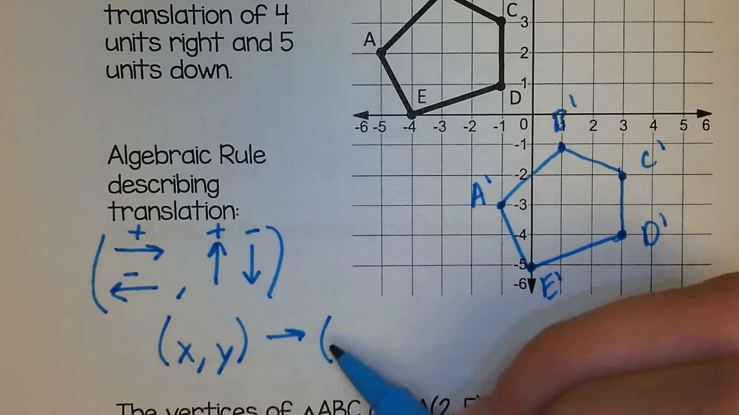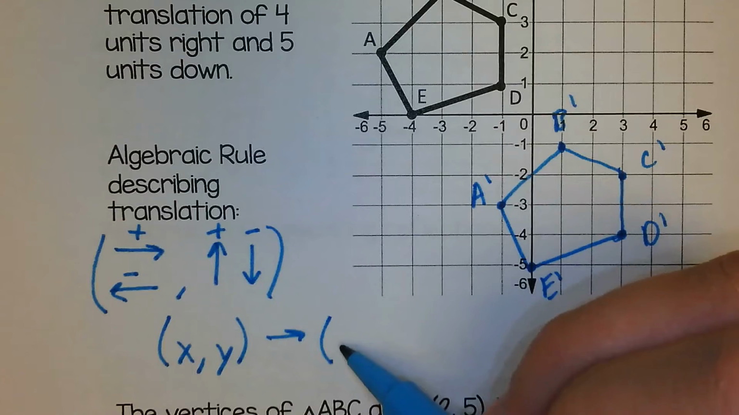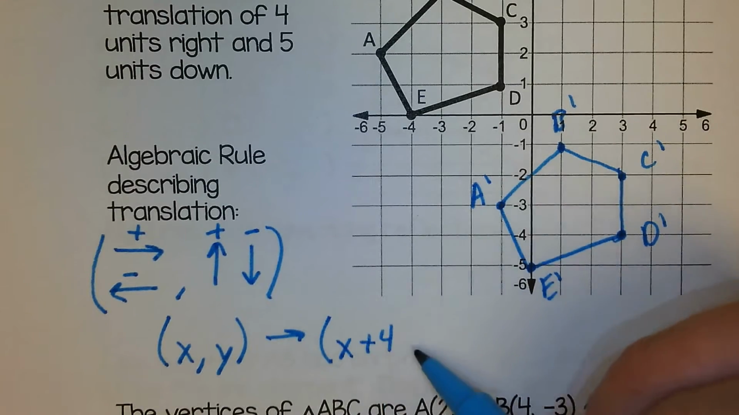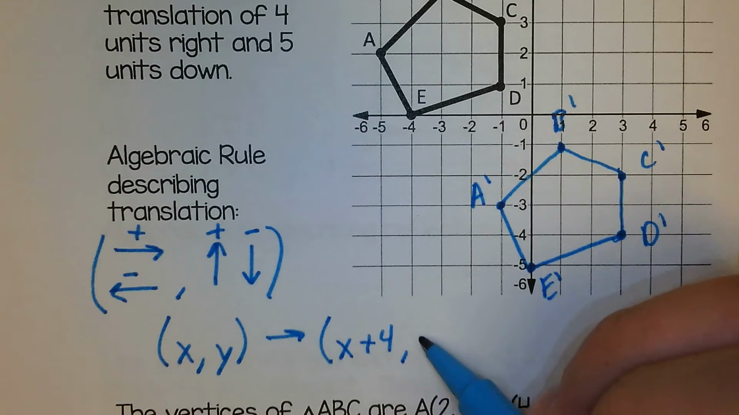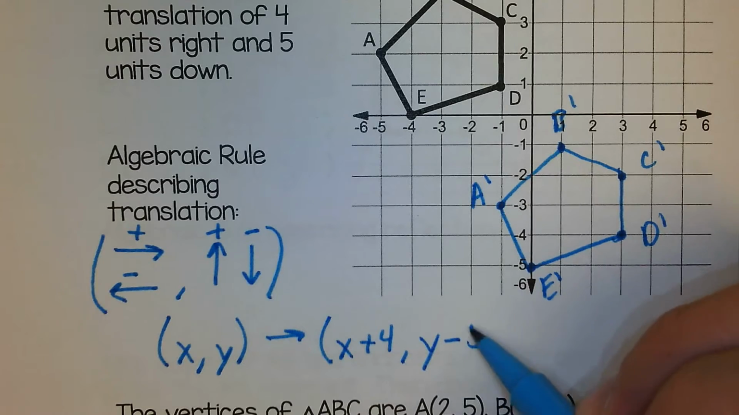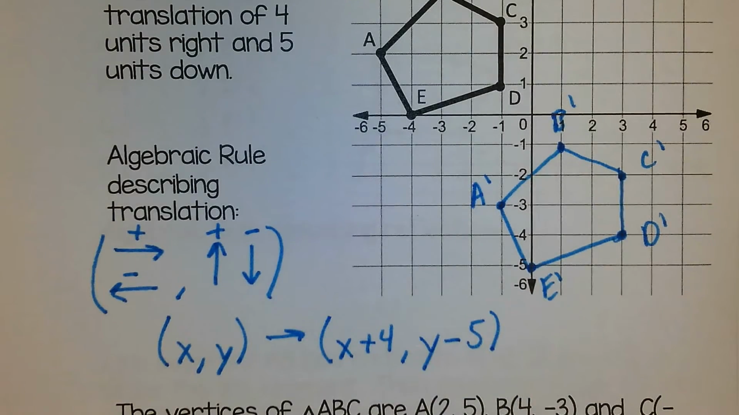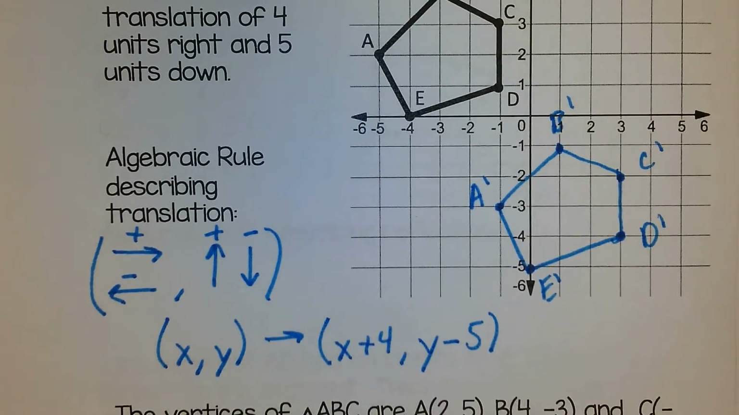From the x, we moved it to the right 4 units, so that would be x plus 4. And we moved it 5 units down, so to the y, I would subtract 5. So the rule is (x + 4, y - 5).